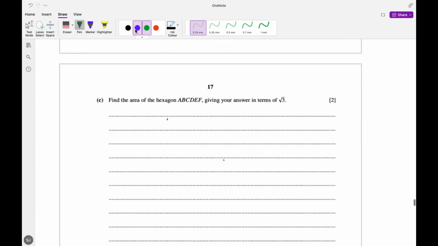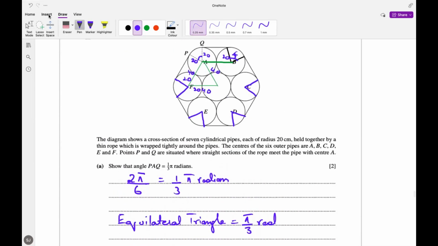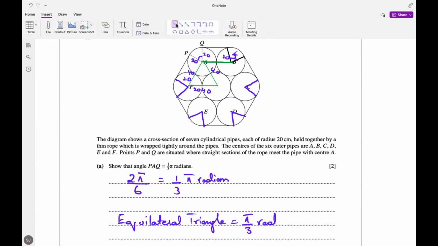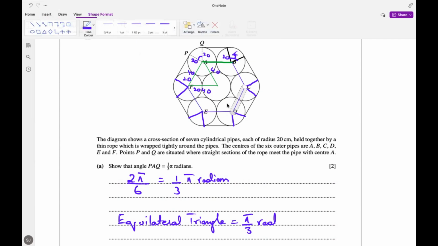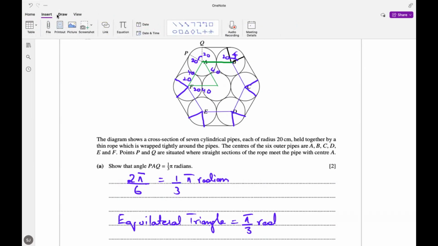In part C, it is asking us to find the area of the hexagon A, B, C, D, E, F, giving our answer in terms of root 3. Now, to find the area of the hexagon, we can first make straight lines to join each of the centers. So we have joined ED up here, we have joined BC, we can join EF, and then finally we'll join CD up here to make a hexagon. Now, once we have made the hexagon, we can divide it into 2 parts.